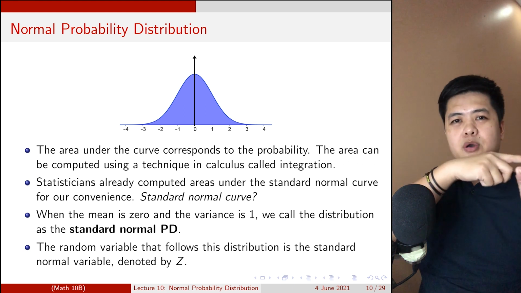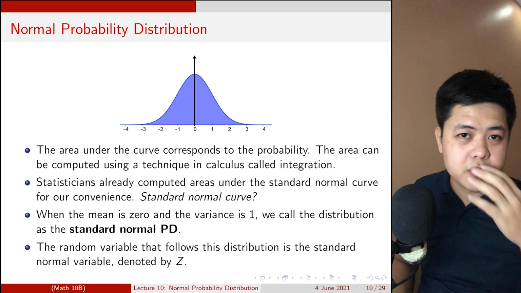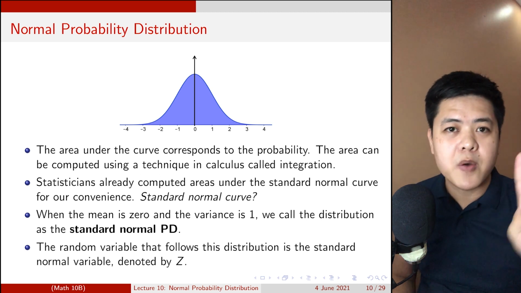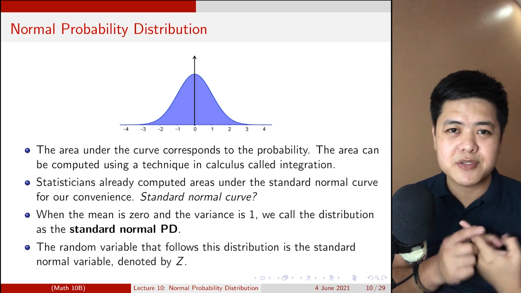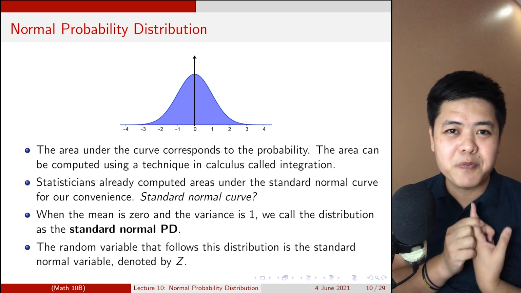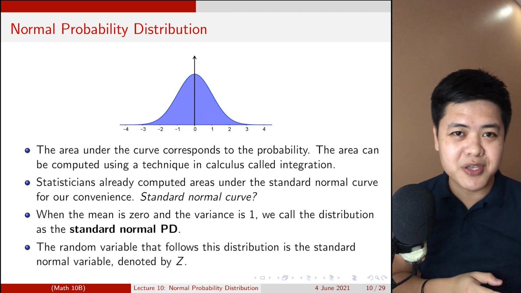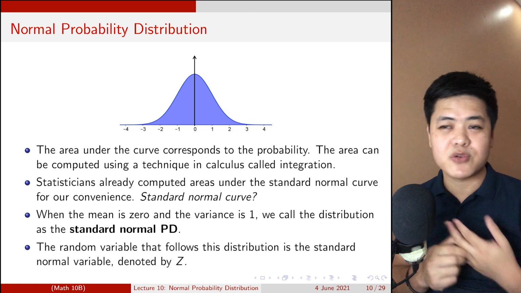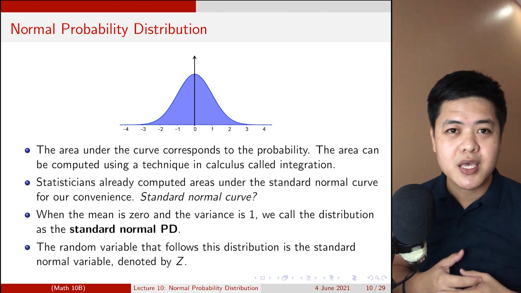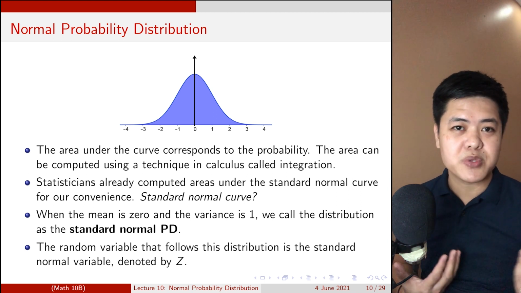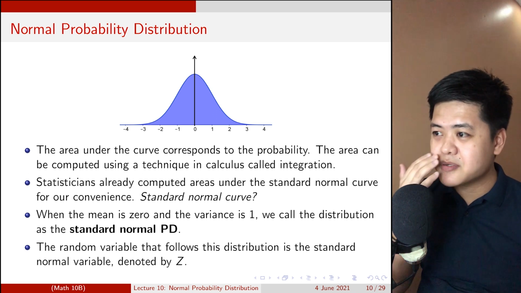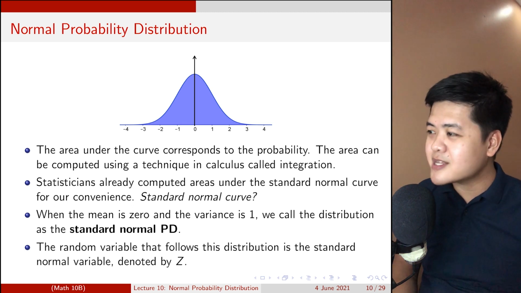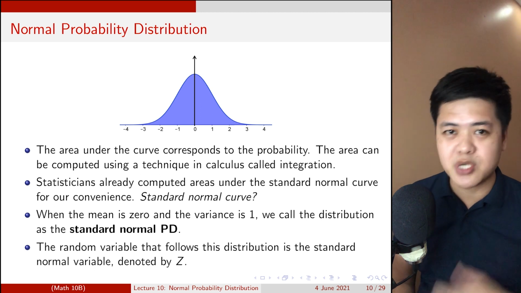So, nung ginraph mo using the equation, meron siyang curve. In calculus, may dalawang big questions. The first question is find the slope of the tangent line that can be answered using derivative. And the other one is find the area under the curve, which can be determined using a technique called integration. But since we don't have that technique now, the good news is statisticians already computed areas under the standard normal curve for our convenience, which I will show you later.